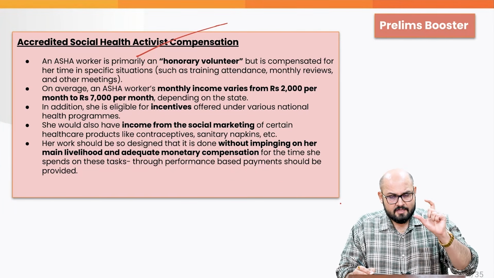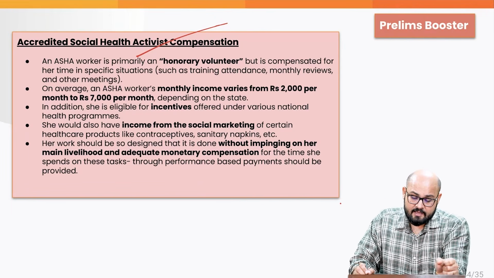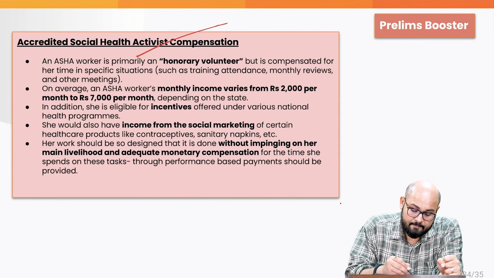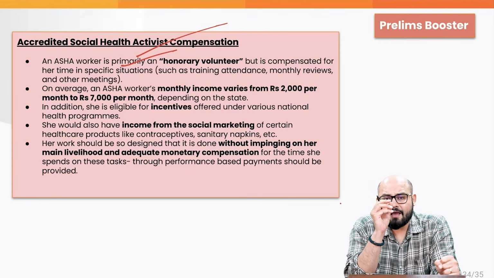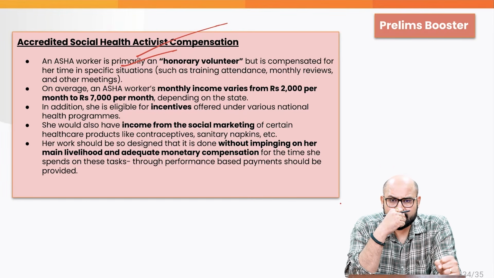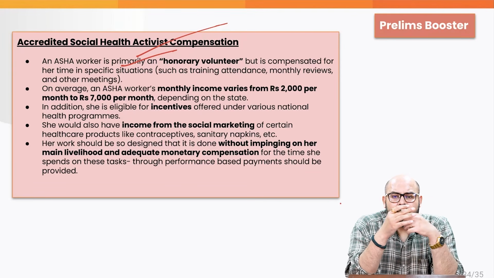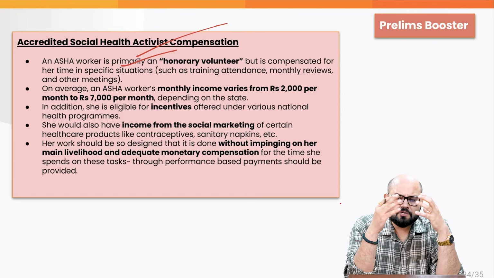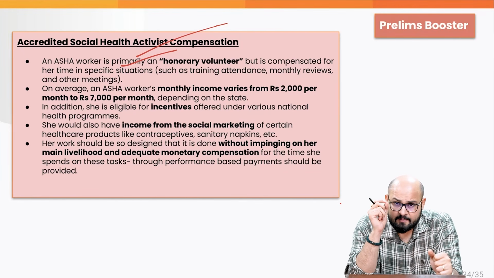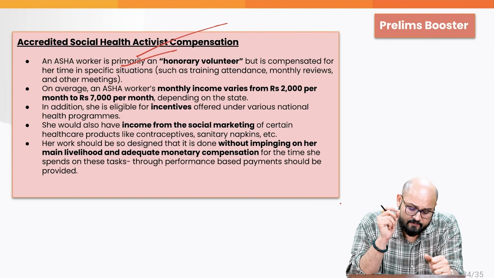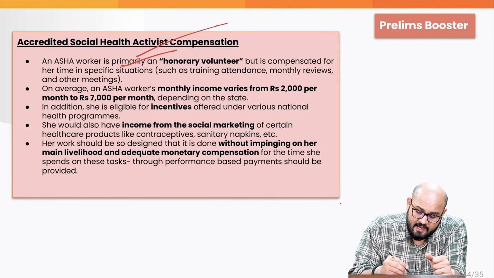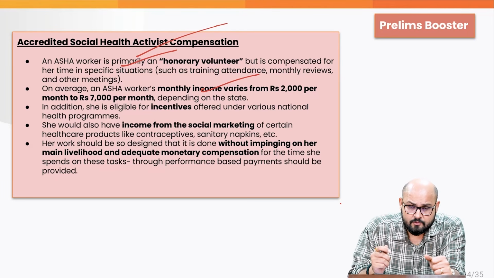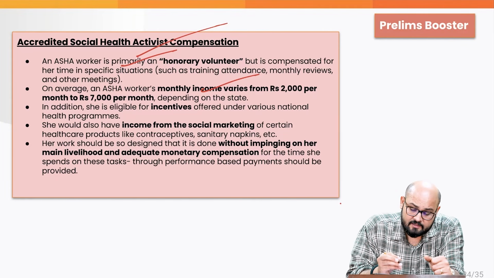What is the compensation? As I told you, they are not given a regular salary. They are treated as volunteers, primarily honorary volunteers. So that is a problem, because if they don't have a salary and other social security benefits, it compromises their very life, because they don't have any social security cushion, right? So that is one of the very important facts. But they are compensated for the hard time in specific situations. On average, ASHA workers' monthly income varies from just 2,000 to almost 7,000 per month, depending upon the state.